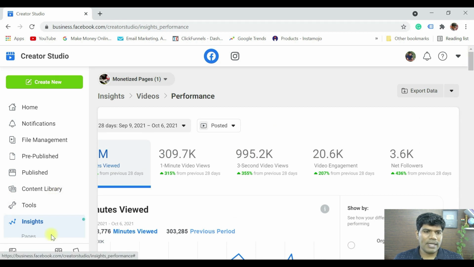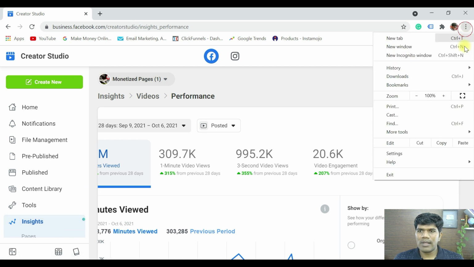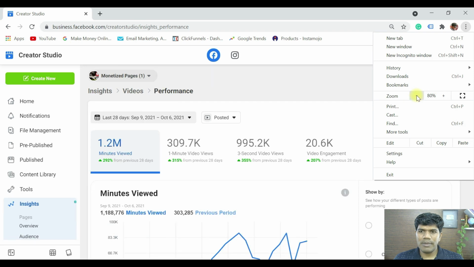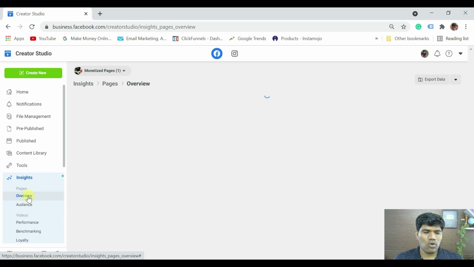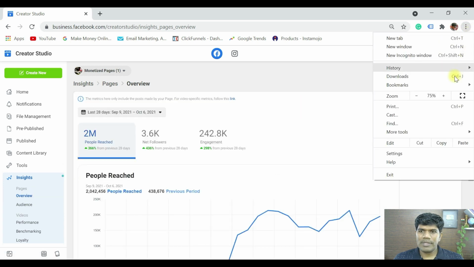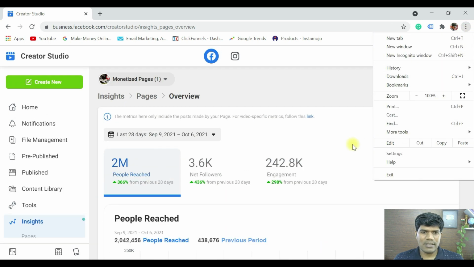Now let's go a little bit deeper into the insight section. See, at times you might not be able to click on the options here in the insight section. That's because there's a little bit of an issue with Creator Studio in the Chrome browser sometimes. So all you need to do is minimize the screen a bit. Okay, you can find the other options. So let's click on overview. Now let me quickly get it back to 100%.